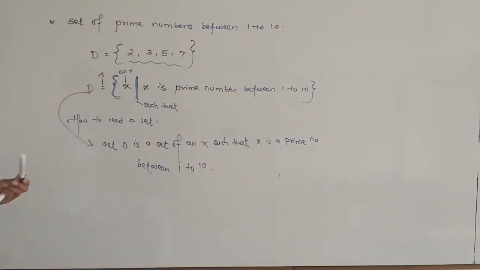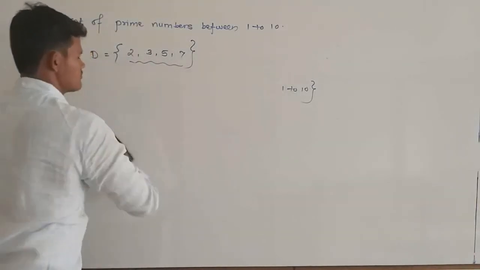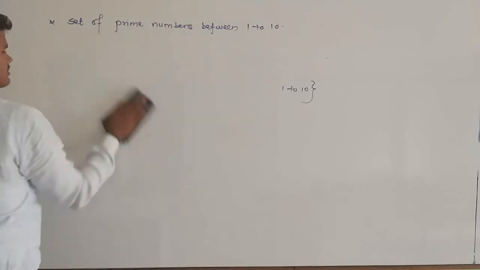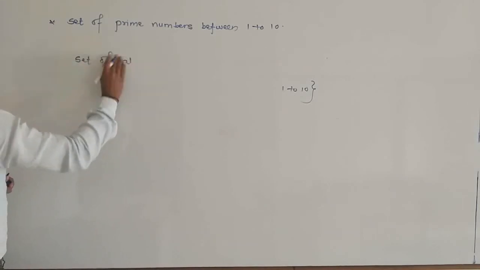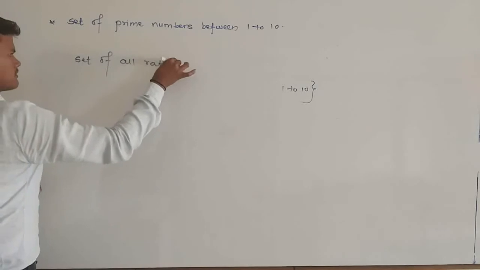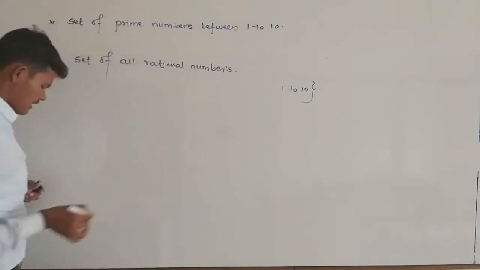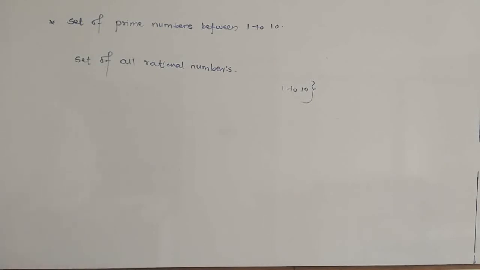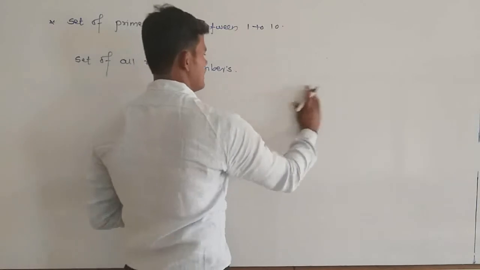Let's take another example of a rule method. Set of all rational numbers. First of all, tell me what are rational numbers. So rational numbers are denoted by capital letter Q.